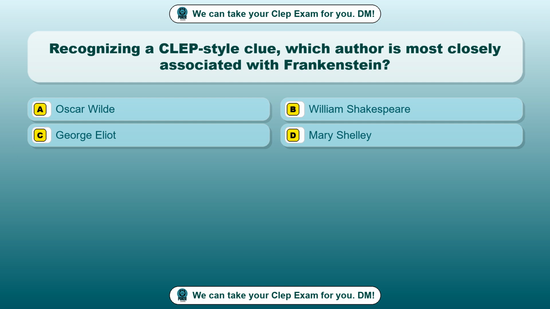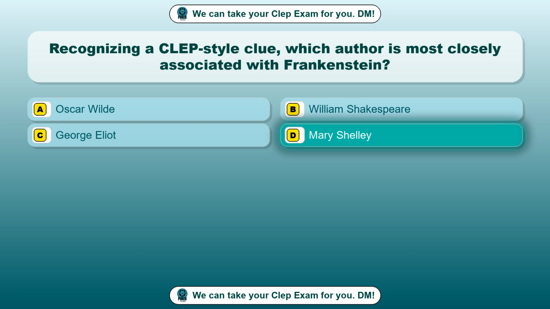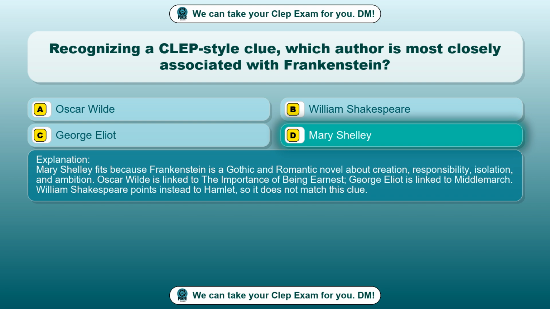Question 6. Recognizing a CLEP-style clue, which author is most closely associated with Frankenstein? Option A, Oscar Wilde. Option B, William Shakespeare. Option C, George Eliot. Option D, Mary Shelley. The correct answer is option D, Mary Shelley. Mary Shelley fits because Frankenstein is a Gothic and romantic novel about creation, responsibility, isolation, and ambition. Oscar Wilde is linked to The Importance of Being Earnest. George Eliot is linked to Middlemarch. William Shakespeare points instead to Hamlet, so it does not match this clue.